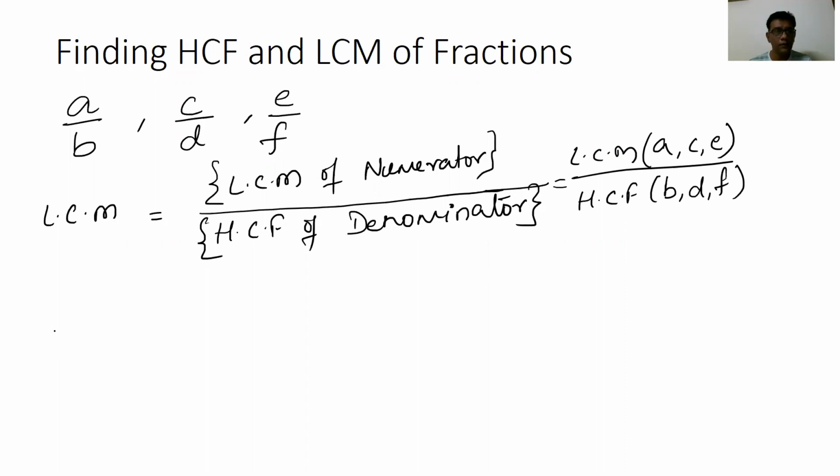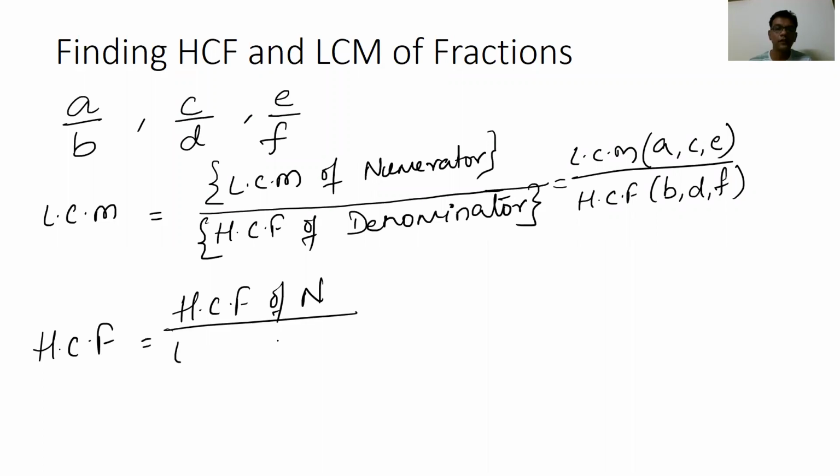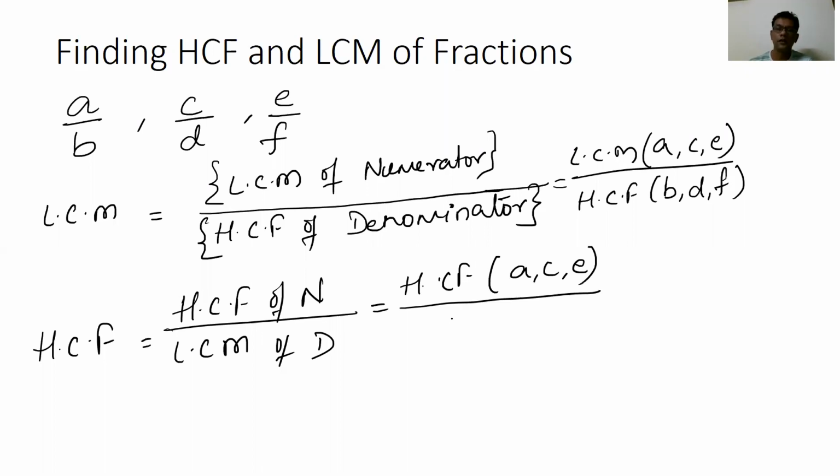And what would be the HCF? Nothing different, it's the same thing. You have to take the HCF of the numerators and divide it by the LCM of the denominators. So it's HCF of A, C, E divided by LCM of B, D, F. Got it, guys?